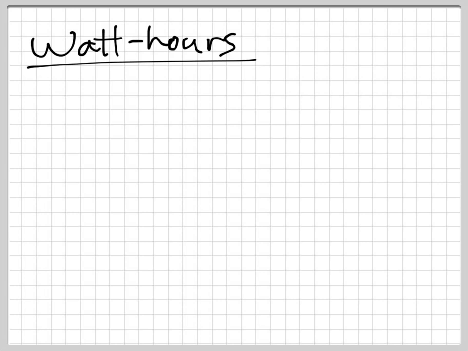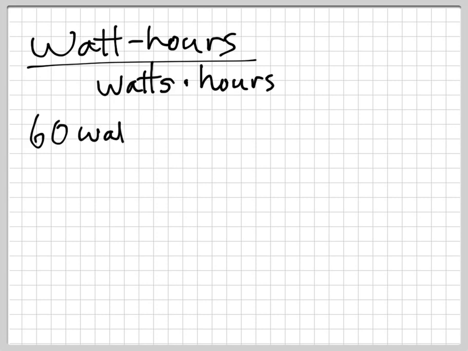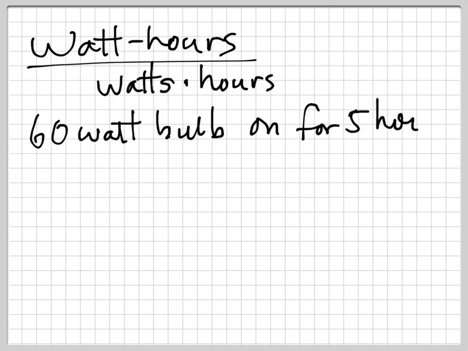So a watt hour is pretty simple. It's watts times hours. So the 60 watt bulb that we were just talking about, running on for 5 hours, uses 300 watt hours.